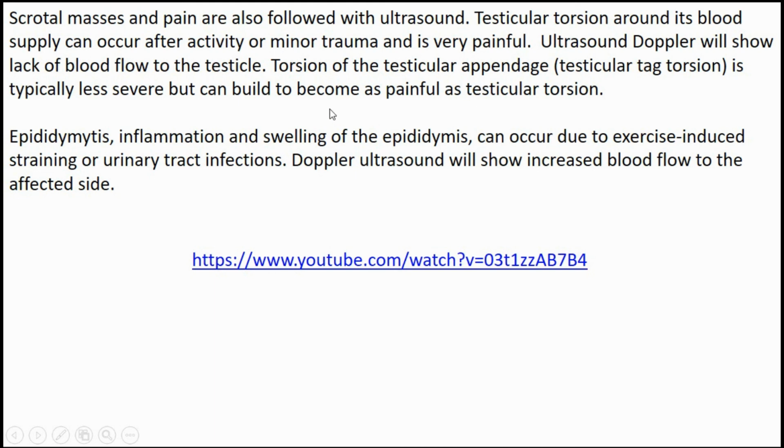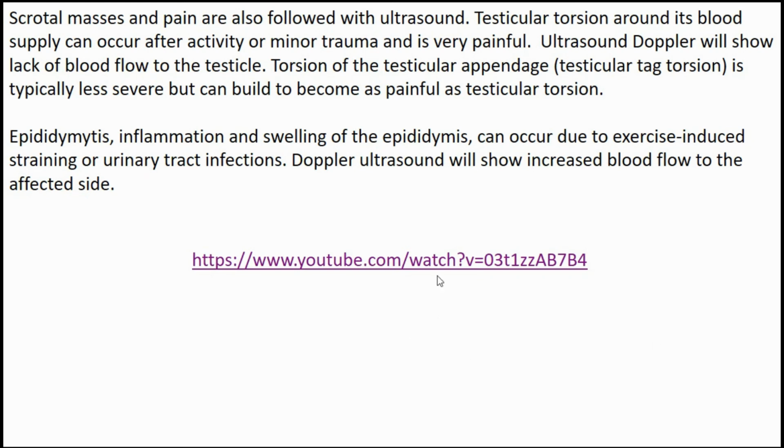Now, inflammation or infection of the epididymis can also happen. People who have to be straining during exercise can sometimes actually develop that. And urinary tract infections can also affect males. Since the urinary and reproductive tracts are so closely aligned, you can actually have them affecting each other simultaneously.